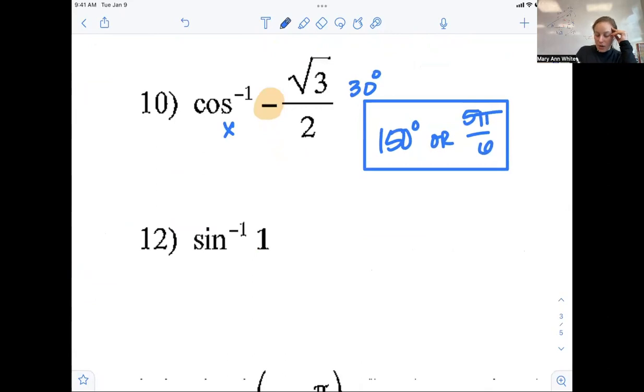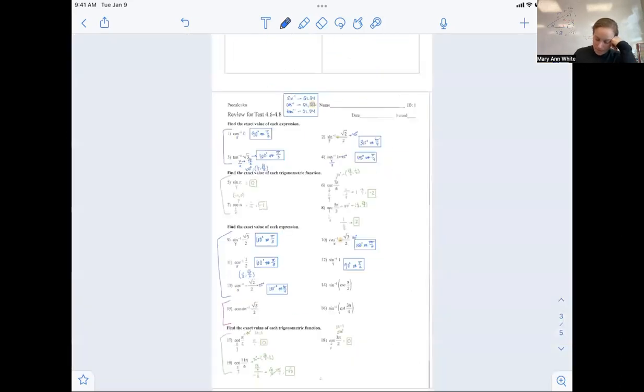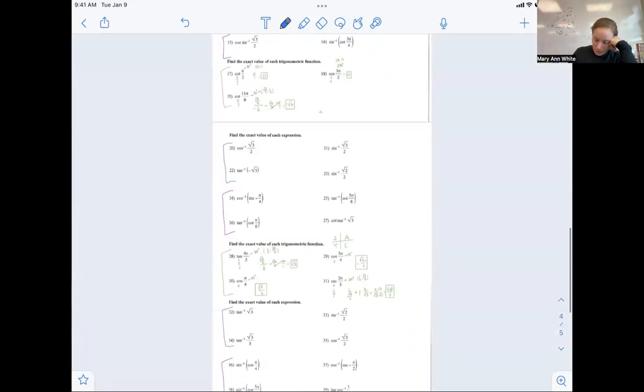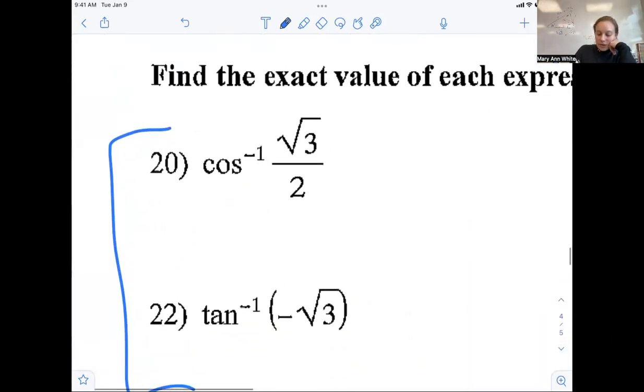And then sine is 1. Well, we know sine is y, and the only place where sine, or your y, is 1 is at 90 degrees or at pi over 2. Okay, I've got 2 more sections like that, so I'll keep rolling. Inverse cosine, or x, is root 3 over 2. That is a 30-degree angle or pi over 6.